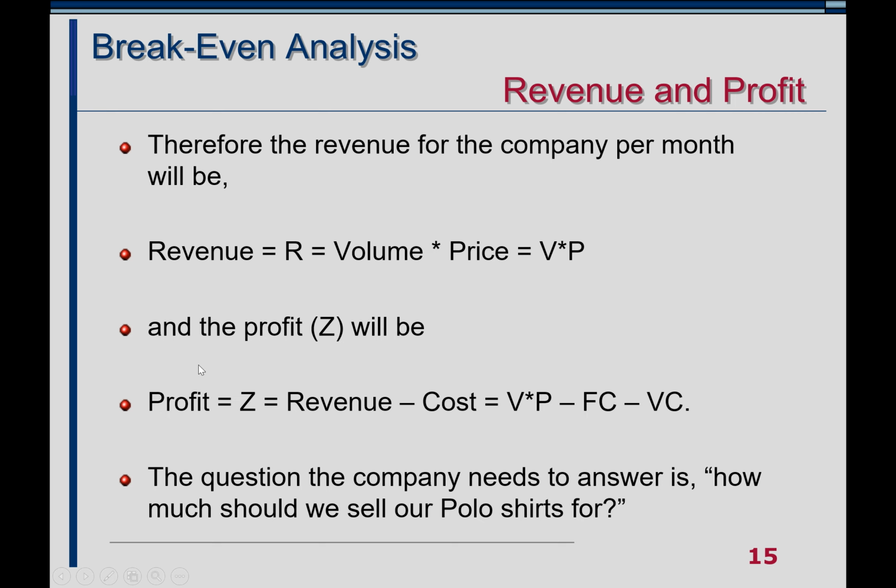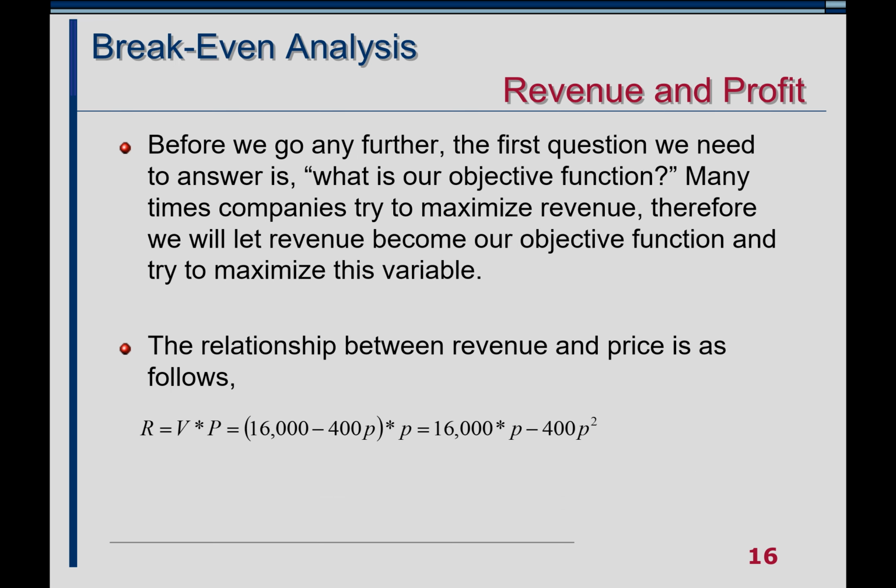So profit is simply going to be equal to Z, which is going to be revenue minus cost. So our revenue is our volume times our price, which is simple enough. That's the total amount of money coming in, minus our cost. What cost? Well, we have two costs. We have our fixed cost plus our variable cost. So the question the company needs to answer is, how much should we sell our polo shirts for? Well, before we go any further, we need to answer, what is our objective function? So many times a company will try to say maximize revenue.